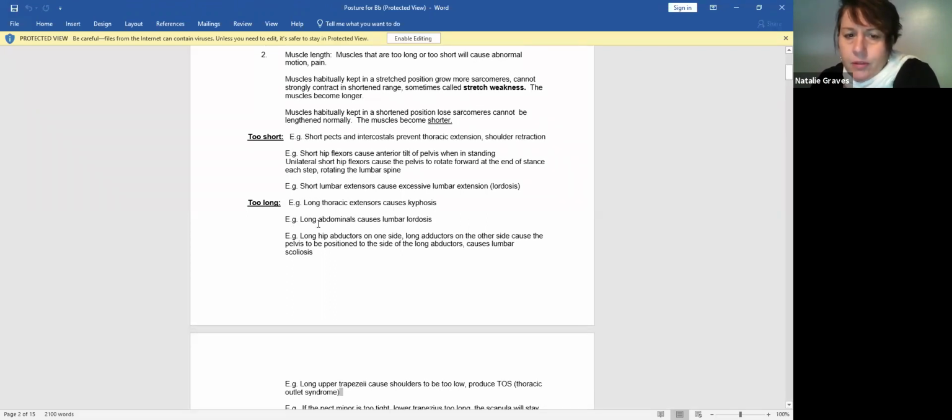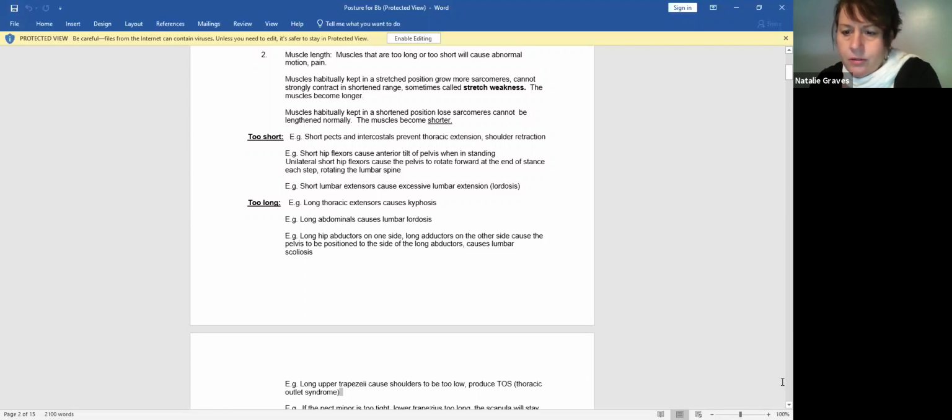If the abdominals on the anterior side of the trunk are too long, and again, if the muscle is too long, it's typically too weak. So if the abdominals, particularly the lower abdominals, are too long and weak, then that can cause excessive lumbar lordosis.